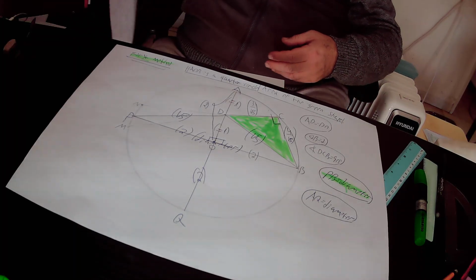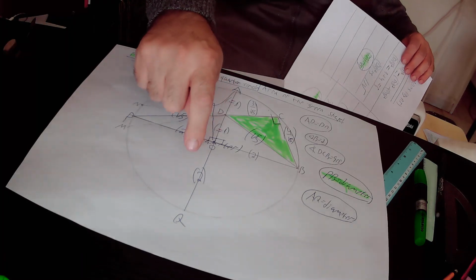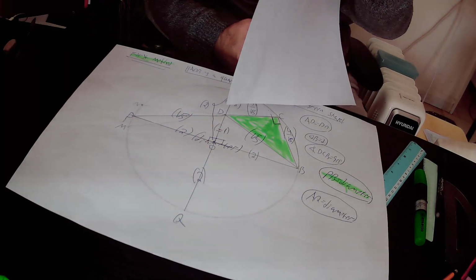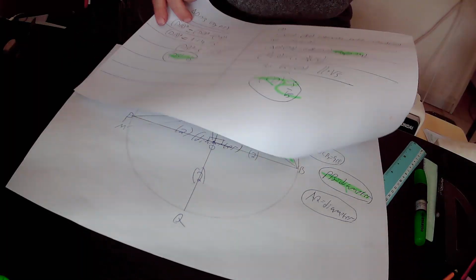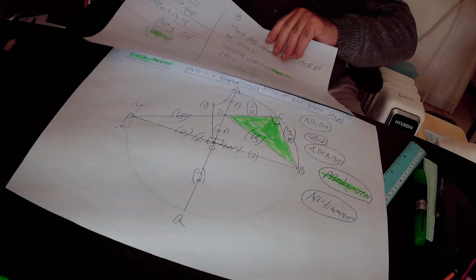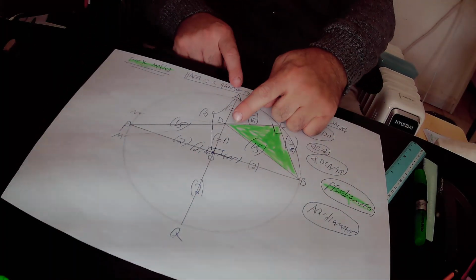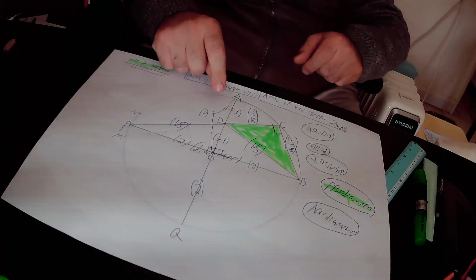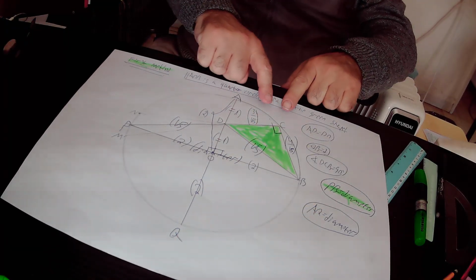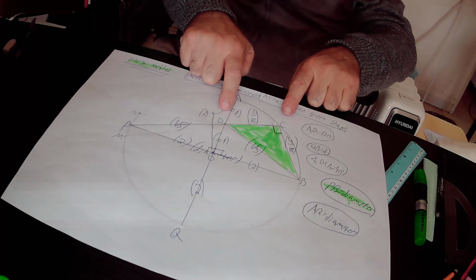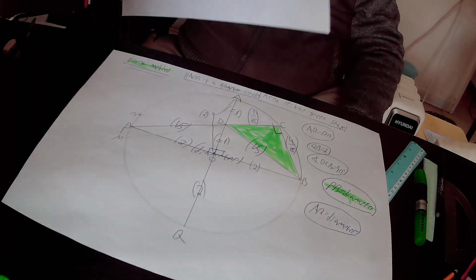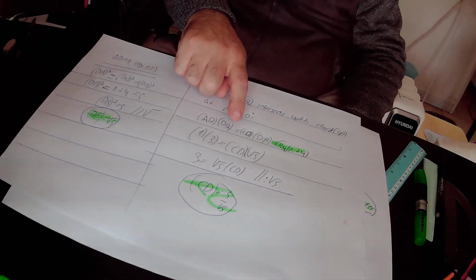According to rule 24, AD times DQ equals CD times DP. AD is 1, times DQ. DQ is 1 plus 2, that is 3, and it equals CD. CD is the missing side, so left as it is, times DP. DP is equal to square root of 5. So in total, 1 times 3 equals CD times square root of 5.